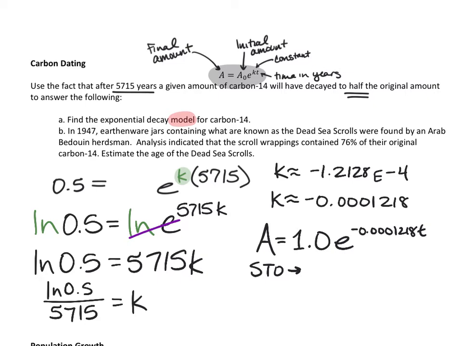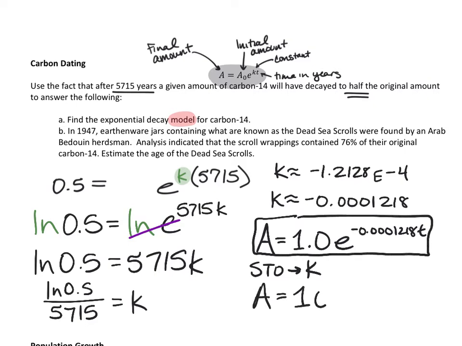You can change the letter, but since it's k in the problem, I'm going to use k on my calculator. You could use w if you wanted, but why? So now we have this value stored as k. This is technically the model, but if you have stored it in your calculator as k, you could also write the model like this, because you have k stored. As long as you know what k is and you have it listed somewhere else on your paper, that's the value of the model. That's the equation for carbon-14.